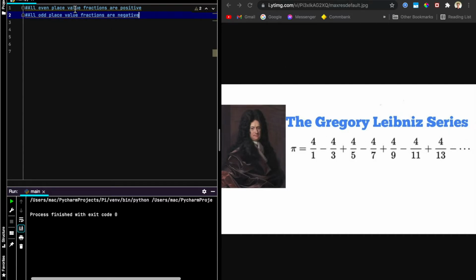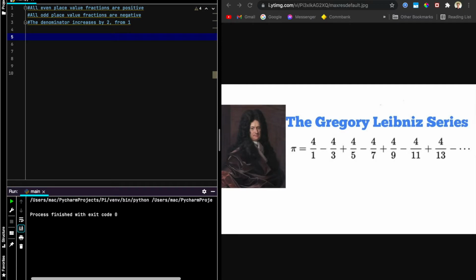So all even place value fractions are positive, all odd place value fractions are negative, and the denominator increases by 2 from 1. So when I say that, I mean it starts at 1 and it increases by 2 every fraction. So 1, 3, 5, 7, 9, 11, 13. And with that, I think we can get started in writing our code.